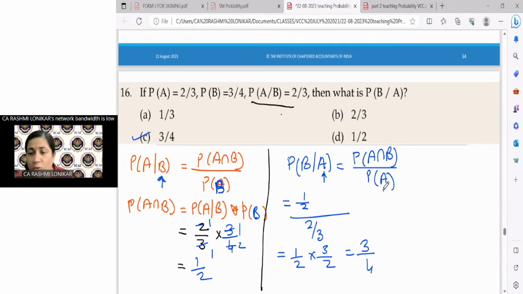Yes, I told you. What does B given A mean? It means: what is the probability of the event B happening when the event A has already occurred? What is the probability of the event B occurring when the event A has occurred? This is a case of conditional probability.